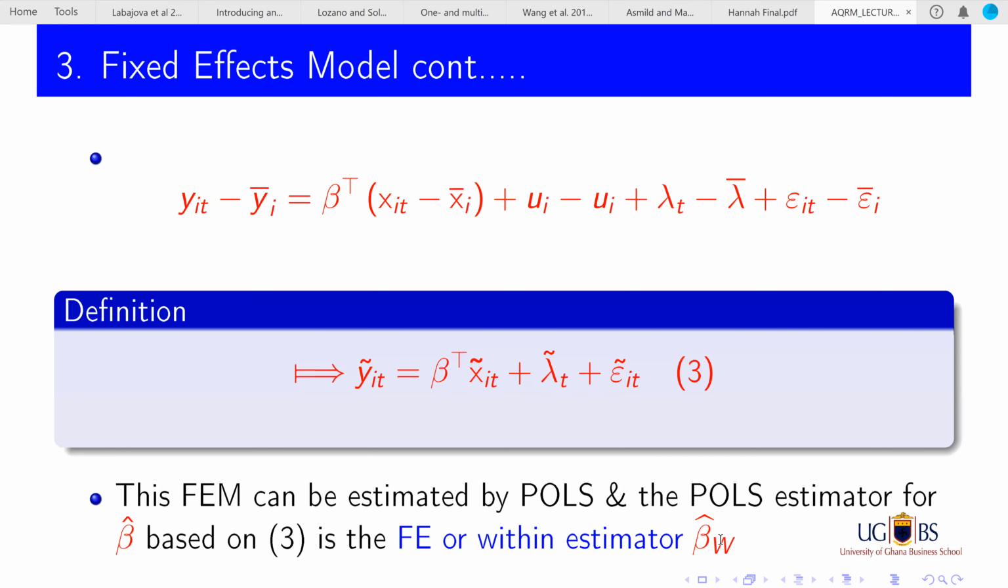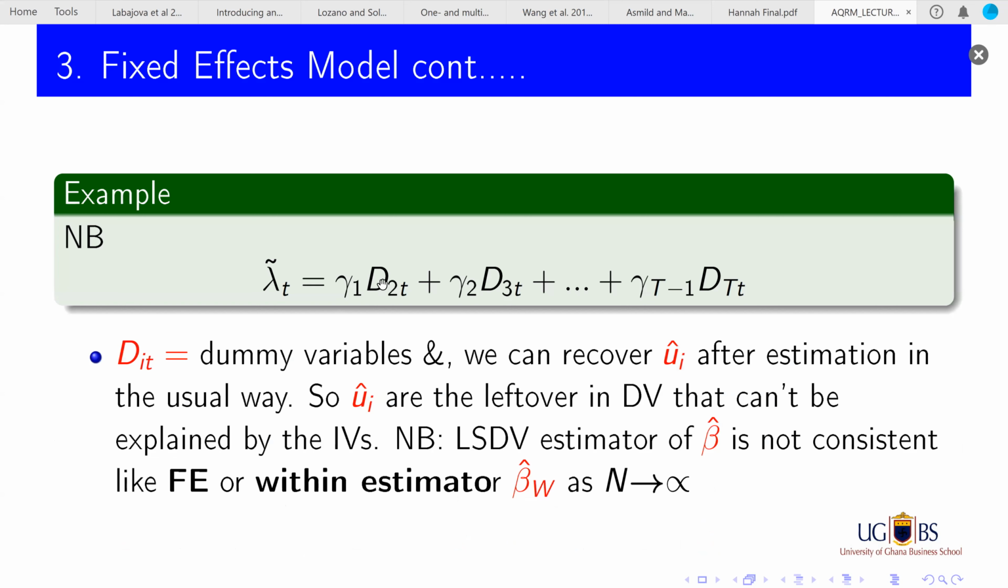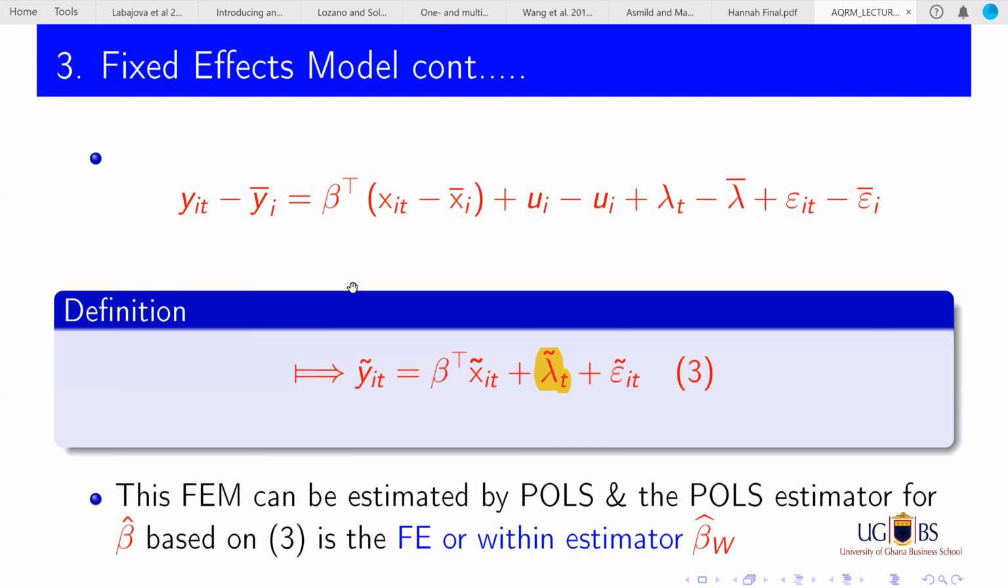Now, please note that this lambda T with a tilde sign, the lambda is made up of several time dummies, each of the time dummies, and of course their respective coefficients. We know this from previous modeling. But the most important fixed effect model is what I've just shown you in equation 3 here.